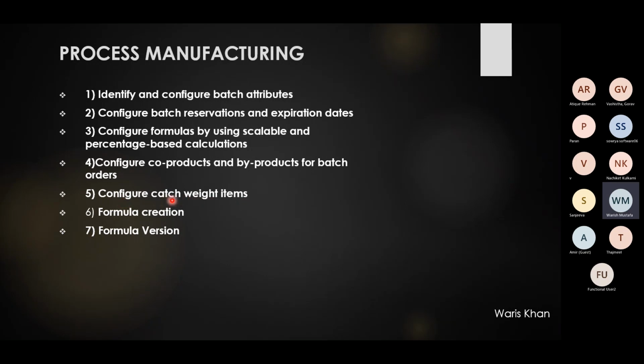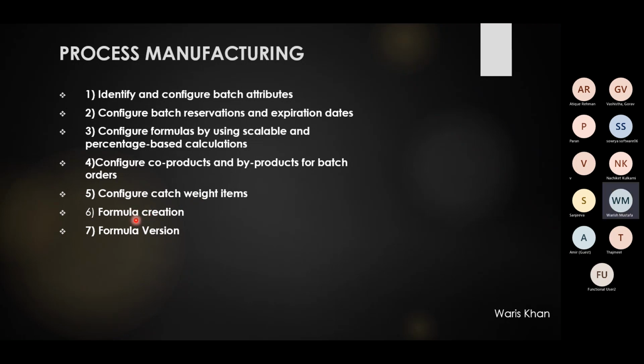The next topic is to configure the catch weight. Catch weight is also about how we are going to calculate in our process manufacturing industry. 90% catch weight is used in the process manufacturing industry, because whatever component we are dealing with is in grams, like gold jewelry I'm talking about, or the diamond industry. So catch weight provides very minor calculation. In that case, we are using the catch weight calculation.